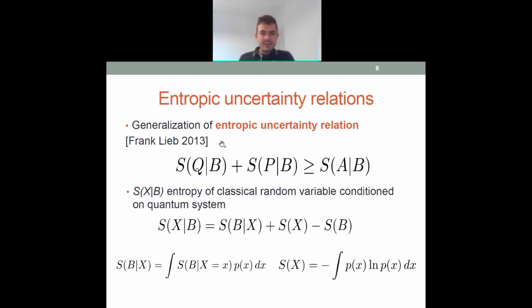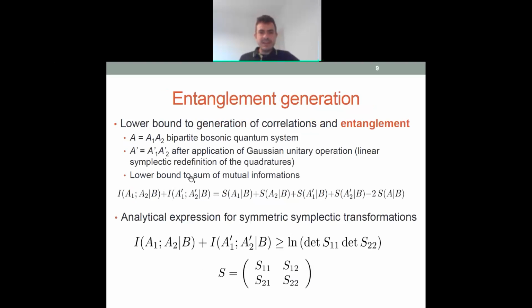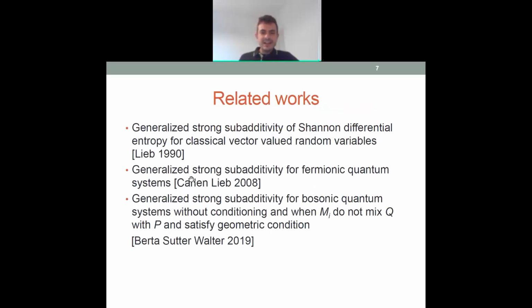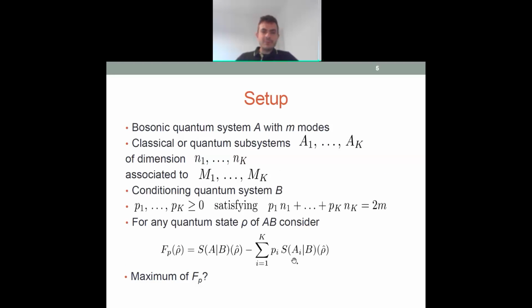And actually, when all the subsystems that appear here are classical, this inequality provides a generalization of that inequality in the sense that it provides a lower bound to this linear combination of the entropies of the outcome of measurements conditioned on the external quantum system B.